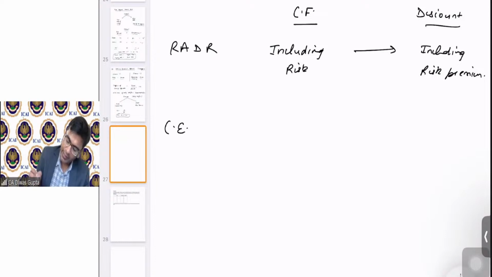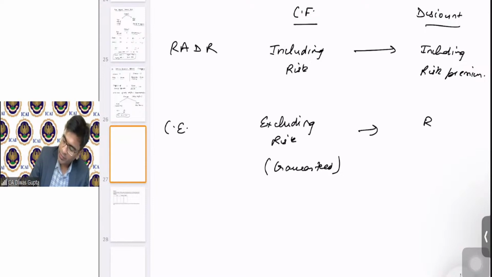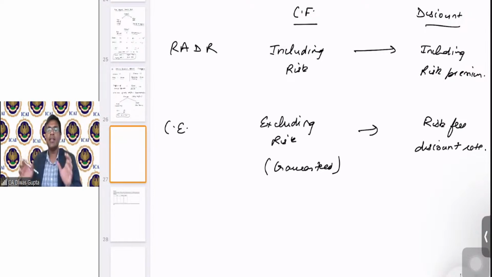And if you're using the certainty equivalent method, cash flows will be excluding risk. That means the guaranteed amount, and the discount rate will also be risk free. Clear, students? Like the same thing that we discussed, apple versus apple. Nominal interest rate, nominal cash flow. Real interest rate, real cash flow. Similarly, RADR: if the cash flows include risk, in the discounting rate also you include risk. Certainty equivalent: if the cash flows exclude risk, in the discount rate also you exclude risk.